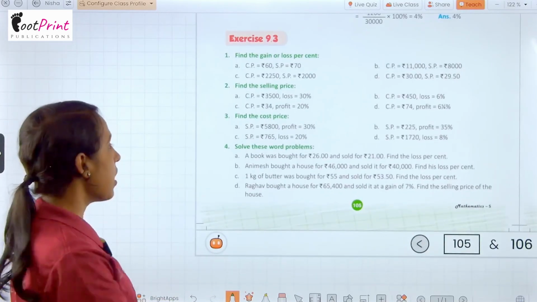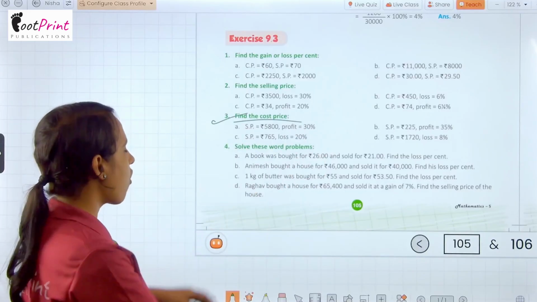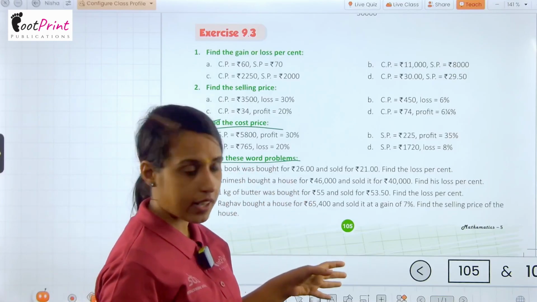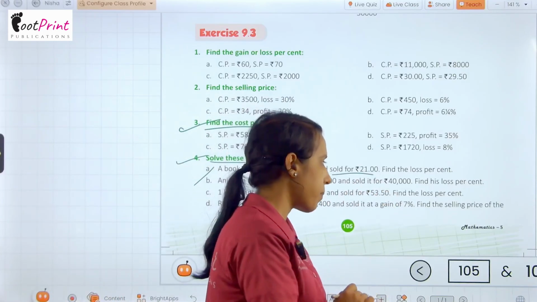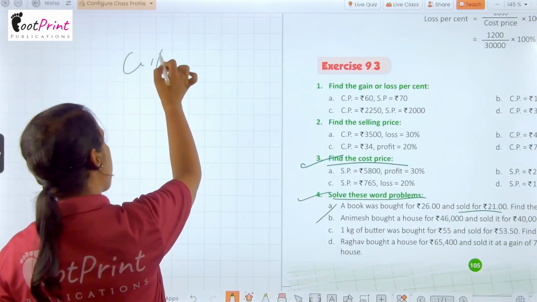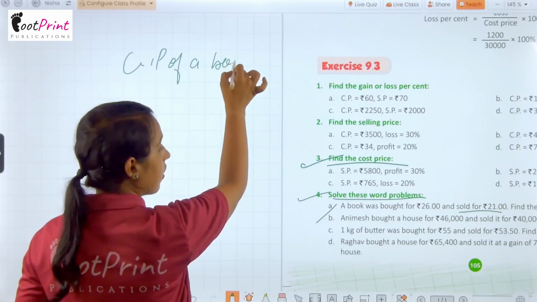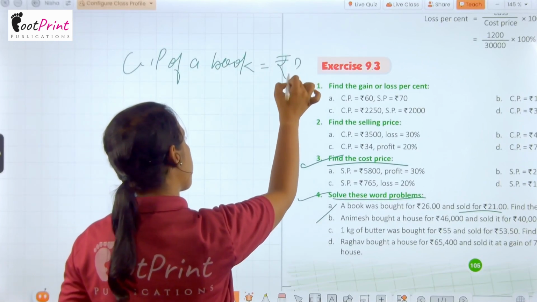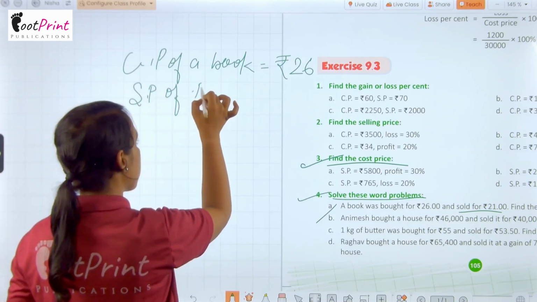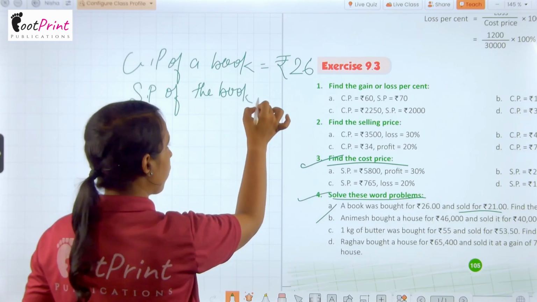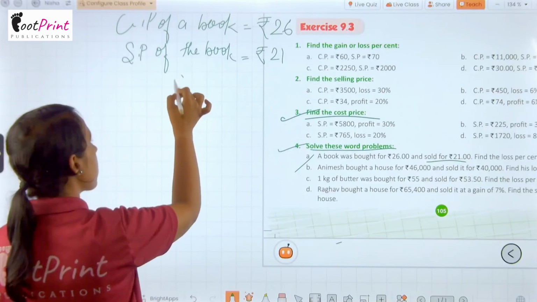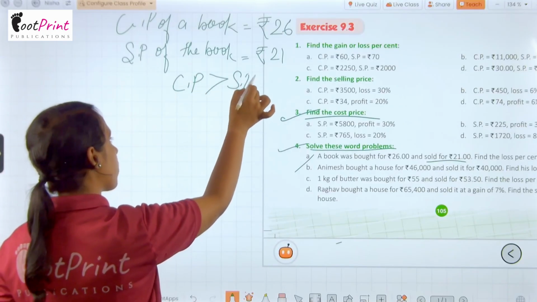Now in the same way, here we have to find out the cost price, and now we have some word problems. So first question is, a book was bought for 26 rupees and sold for 21 rupees. Find the loss percent. So how do we find out? First we write here CP of a book is 26 rupees. Okay, and the SP of the book is 21 rupees. And we have to find out the loss percent.